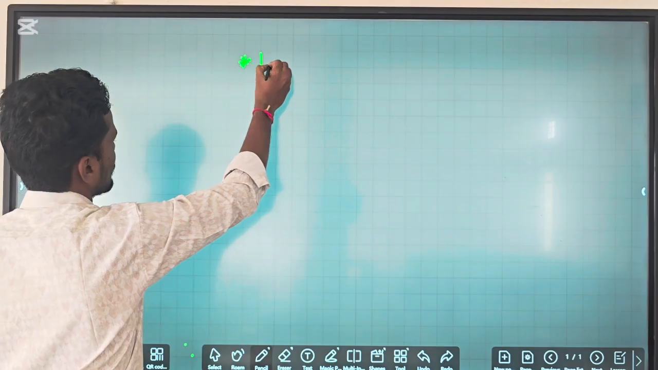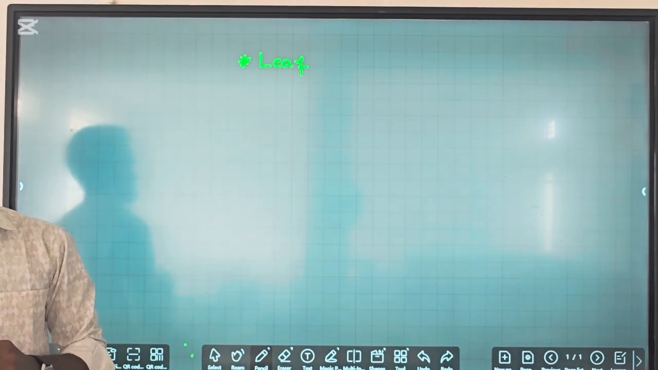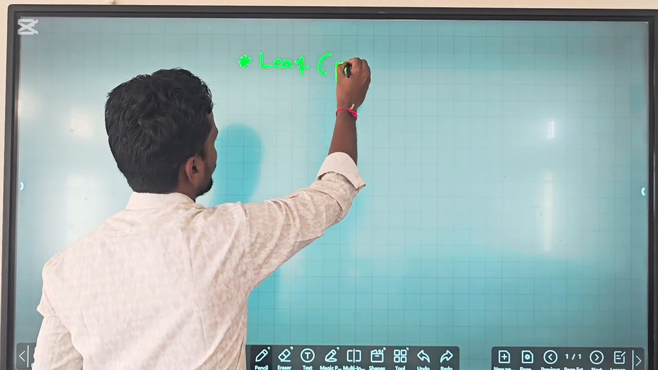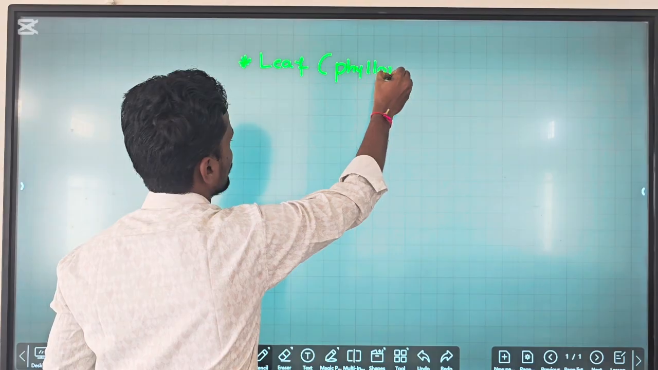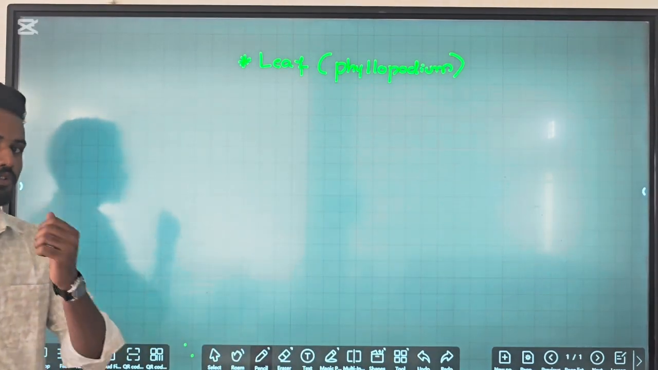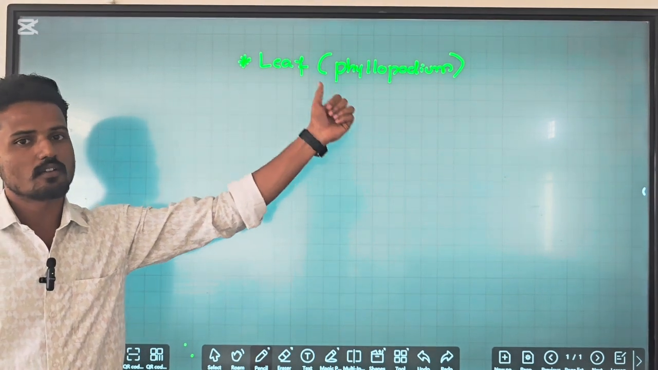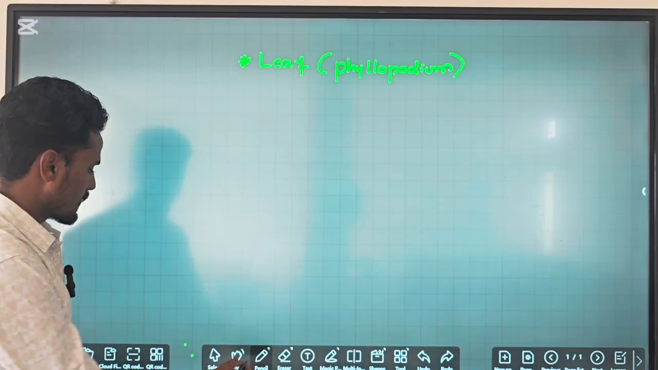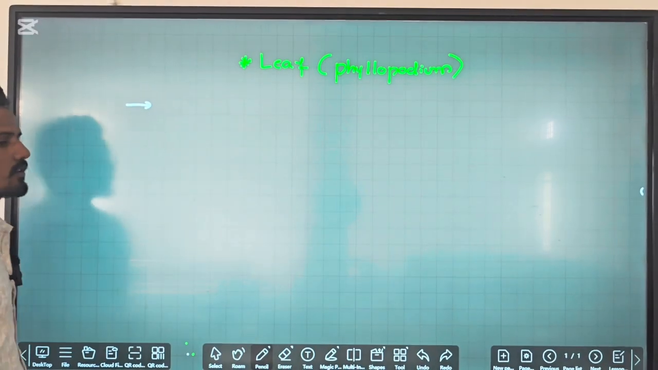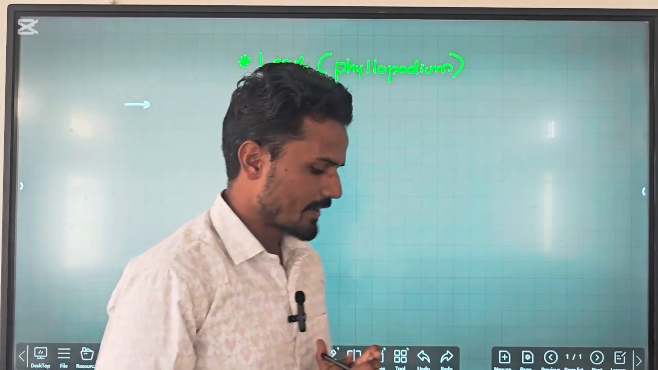Commonly in botanical terms, leaf is called a phylopodium. Dear student, one thing you have to remember is that leaf is called phylopodium in botanical terms. So this is a very important vegetative part of a plant when we consider the morphology of flowering plant.